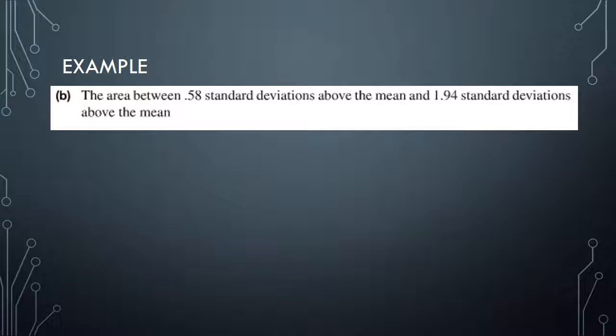All right, again, these are the z-scores, 0.58 and 1.94. The z-score just simply tells you how many standard deviations your data point is above or below the mean. So pause the recording, give this one a try, and resume to check your answer.